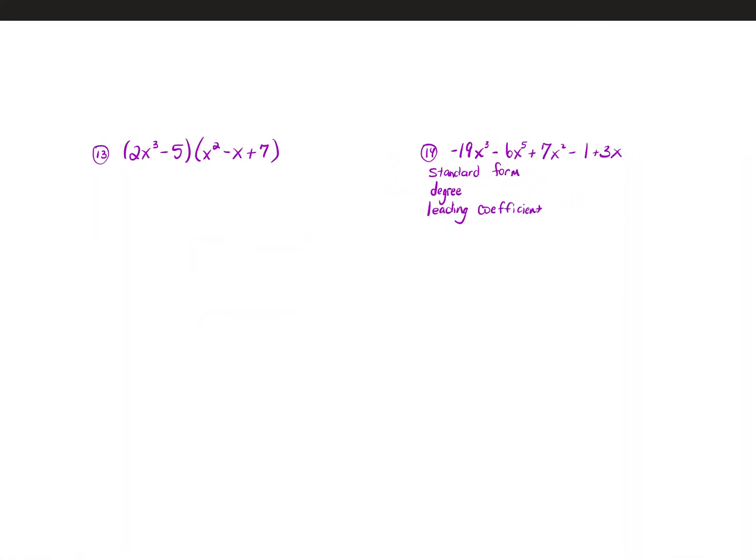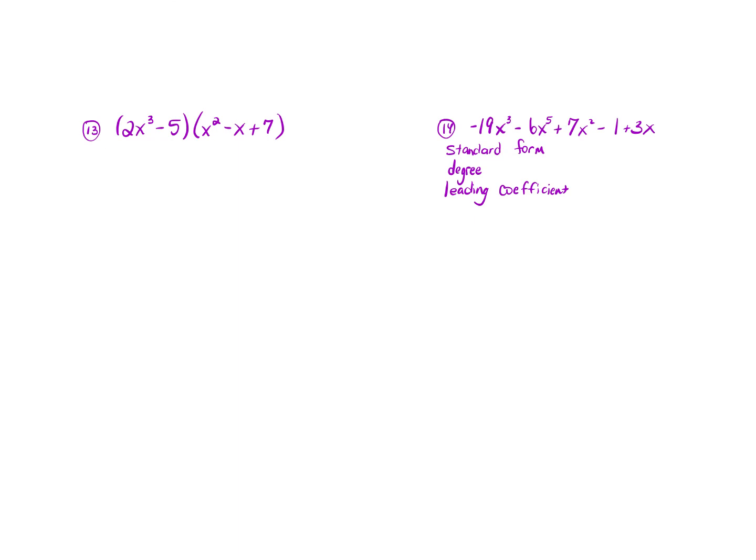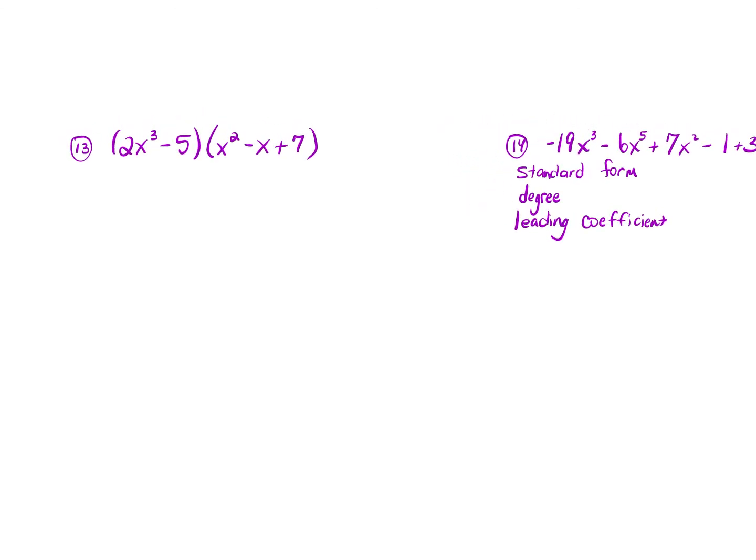For number 13, you have 2x cubed minus 5 times x squared minus x plus 7. For this one, we're going to start with the 2x cubed, multiply it into the second set of parentheses. So we have 2x cubed times x squared, which is going to give us 2x to the 5th power. Then 2x cubed times negative x is going to be negative 2x to the 4th power. Then we have 2x cubed times 7, which is positive 14x cubed.